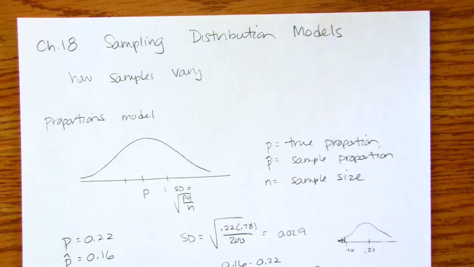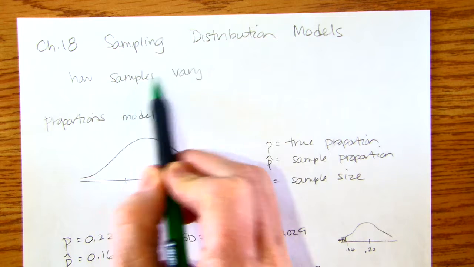Okay, I'd like to see if I can clarify a few things and prepare us for Chapter 19, particularly in terms of some concepts and some notation. So Chapter 18 was about sampling distribution models. We're looking at how samples vary.